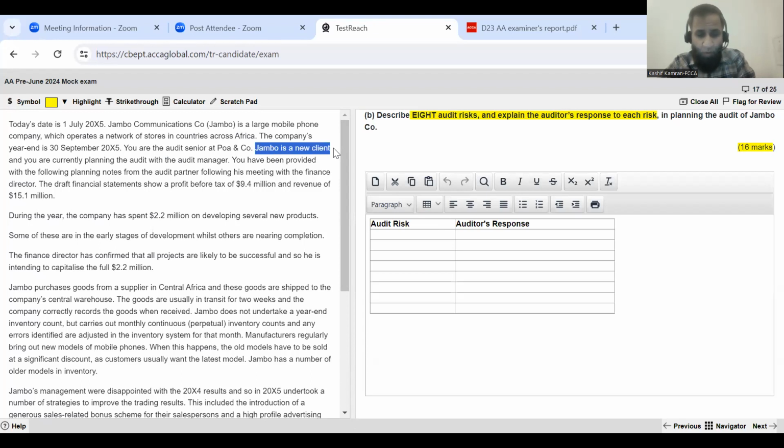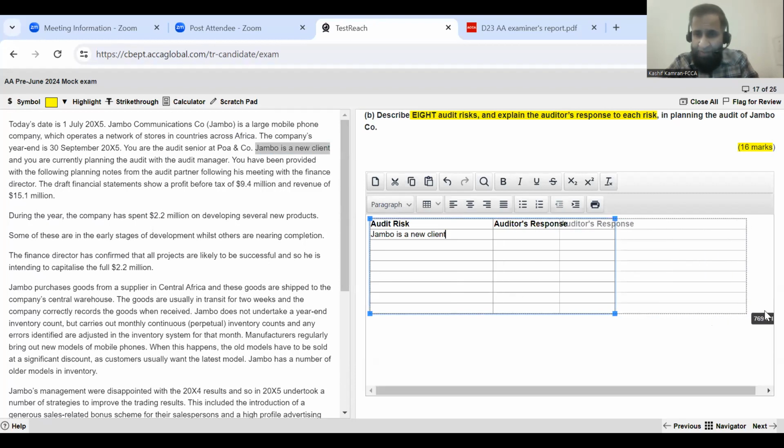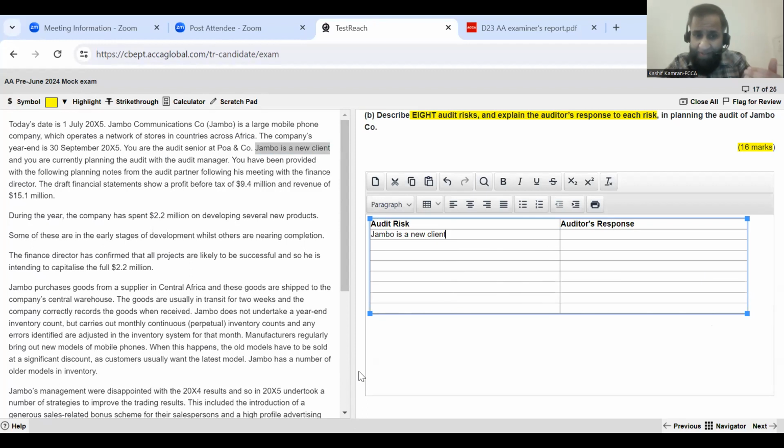Audit risk control C, and I press control V. Jambo is a new client. I got the answer. I'll just fill up. This is the skeleton, right? This is how you do the skeleton.